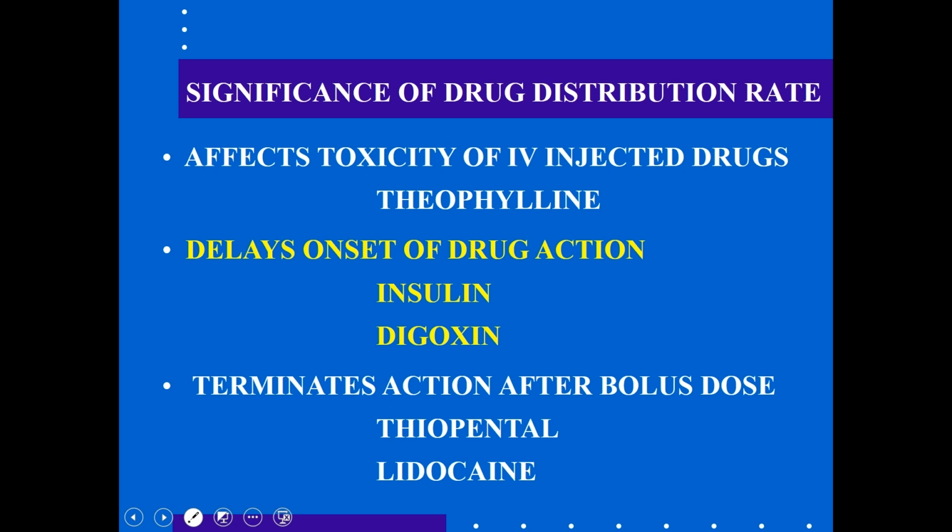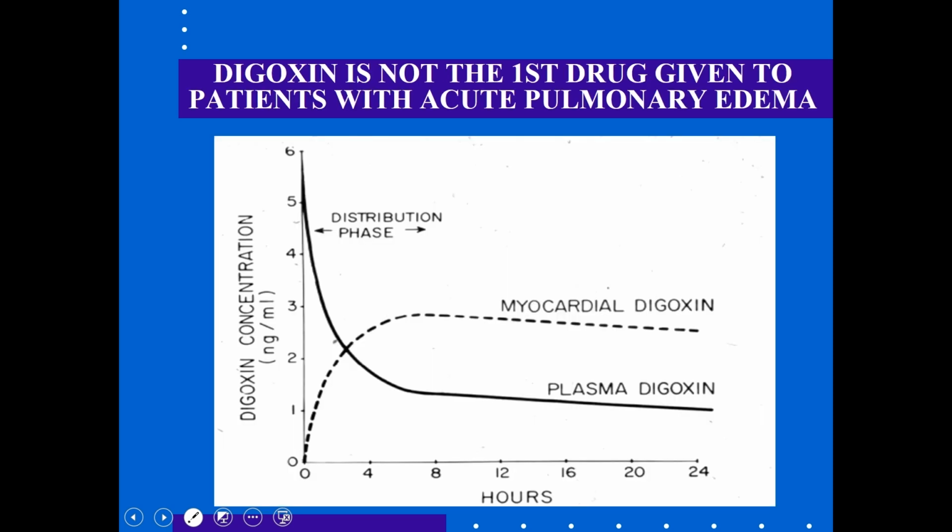We've seen previously how the delayed distribution of insulin to skeletal muscle delays its onset of pharmacologic action. And let's go back to digoxin again. You can see that there's a slow buildup of digoxin concentrations in the heart, and consequently a slow onset of the therapeutic myocardial effects.